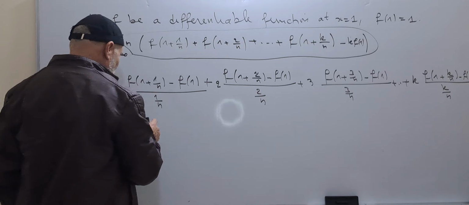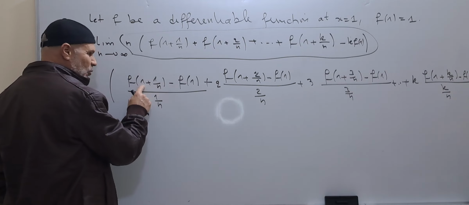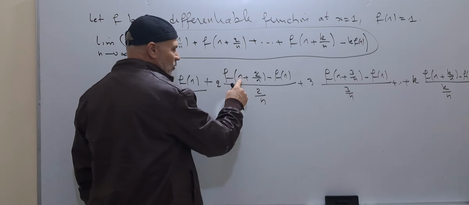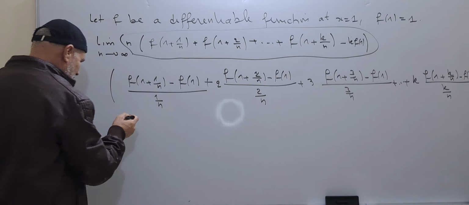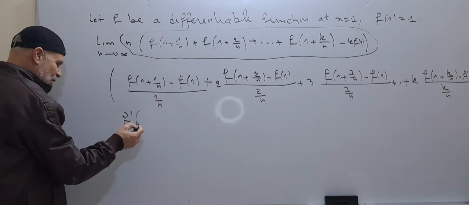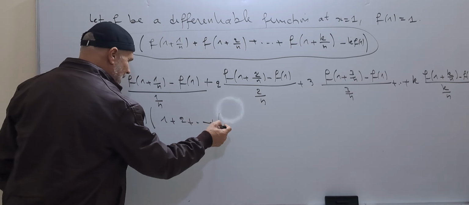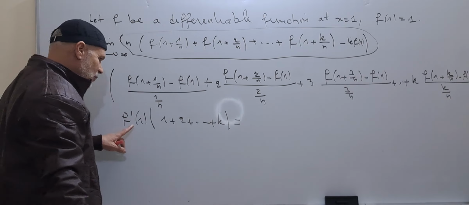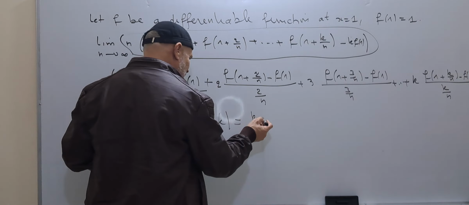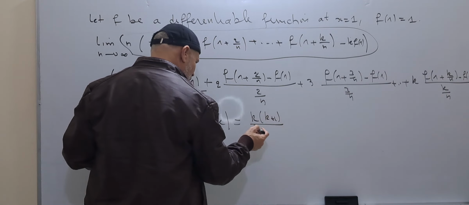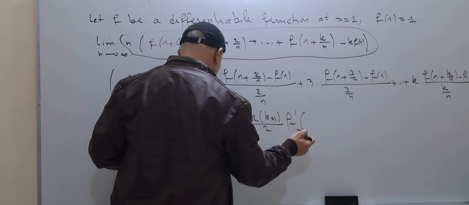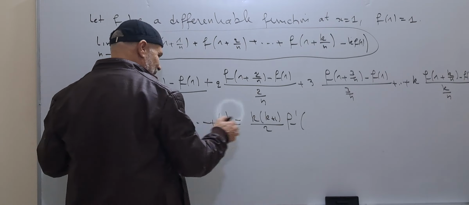When n goes to plus infinity, this goes to f prime of 1, this goes to f prime of 1, and so on. So we get f prime of 1 times 1 plus 2 plus k. And this will be equal to k times k plus 1 over 2 f prime of what? F prime of 1.